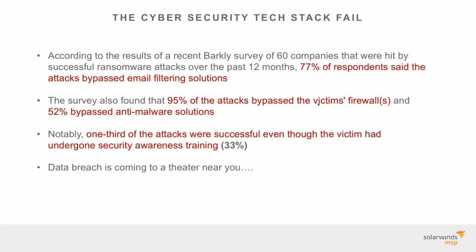So where does the cybersecurity tech stack tend to fail? According to the results from a Barclays survey, 60 companies that were hit by successful ransomware attacks over the past 12 months, and this slide deck is probably only about 6 months old, so about 18 months ago, 77% of the respondents said that attacks bypassed email filtering solutions. So that's layer number one, right? It's only going to catch so much. So it's like a funnel or a filter.